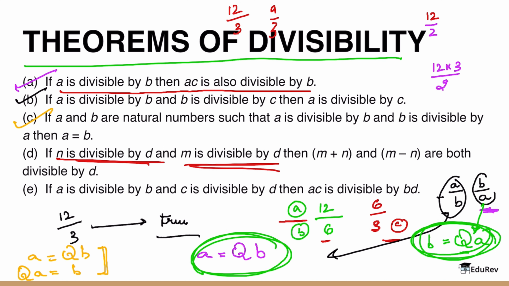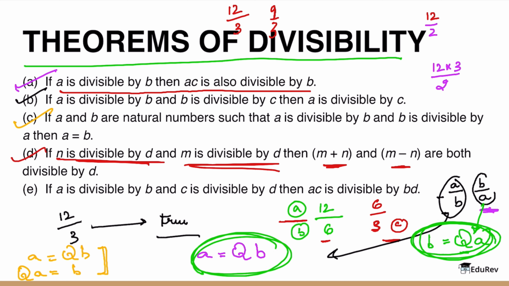So 9 by 3. Let me repeat it. N is divisible by D. Here I take N as 12 and D as 3. And M is divisible by D. So M is 9 and D is 3, as you people know. Now they are saying that M plus N and M minus N are also divisible by D. So what's going to be M plus N? 12 plus 9, it's going to be 21. We all know that 21 is divisible by 3. And M minus N, 12 minus 9 is nothing but 3. And we know that 3 is divisible by 3. A number is divisible by itself. So that means D also holds true.